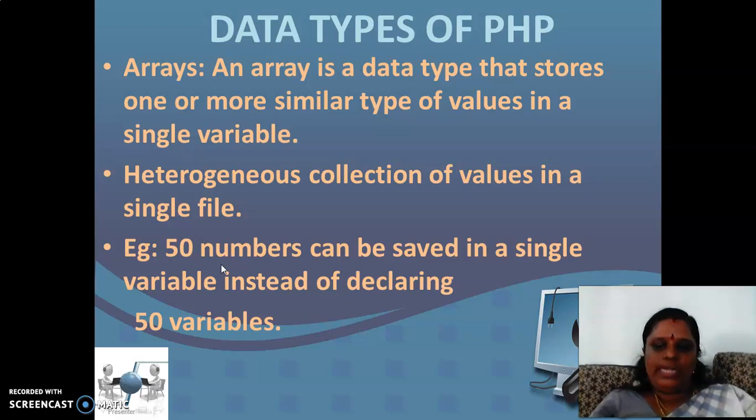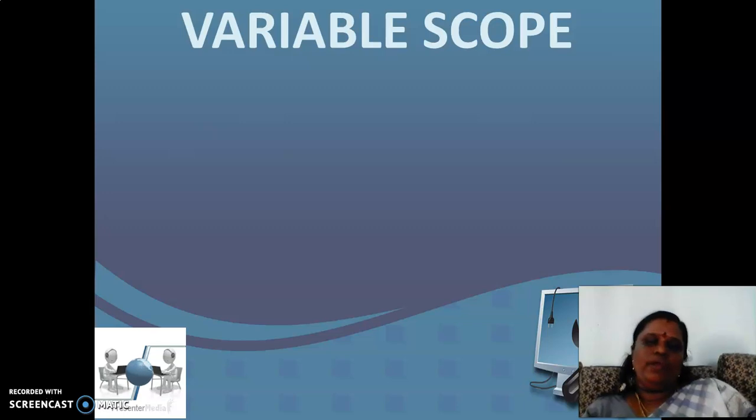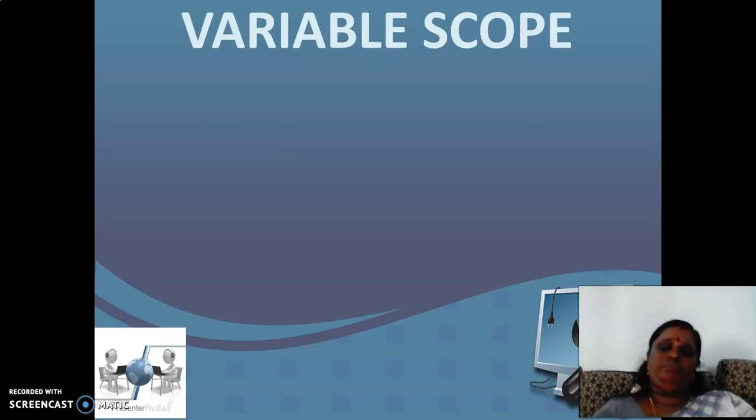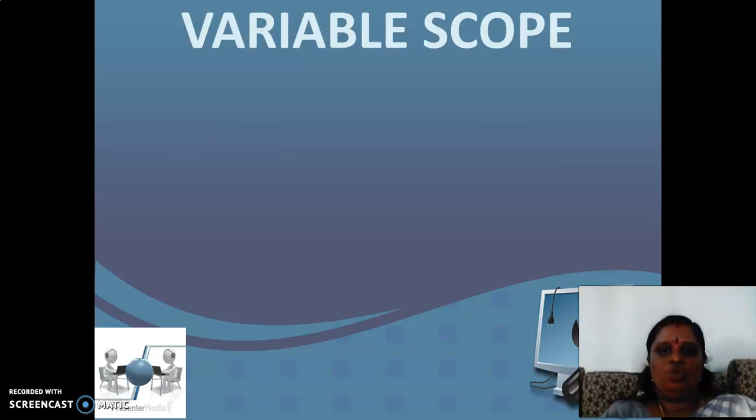Any doubt about the data types? Any doubt? We can go for the next one. The next thing we are going to see is about the variable scope.